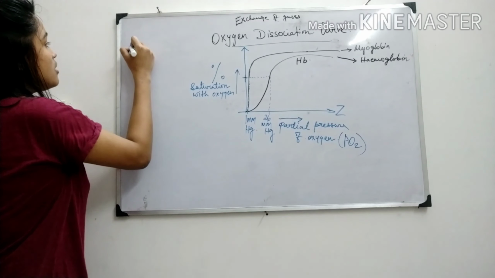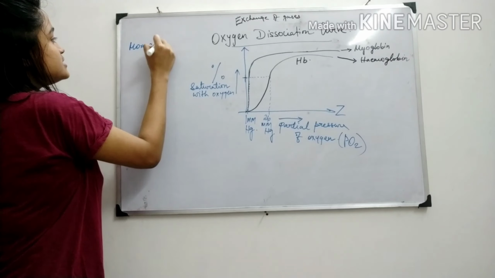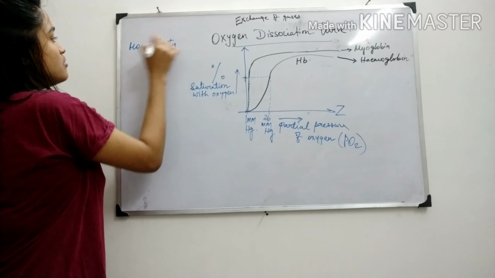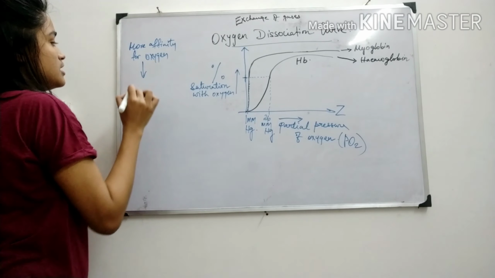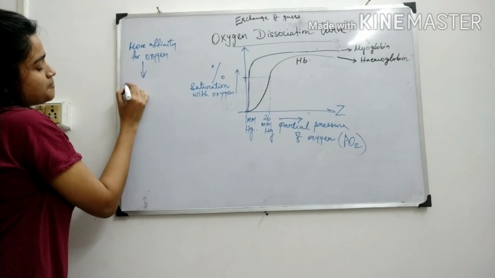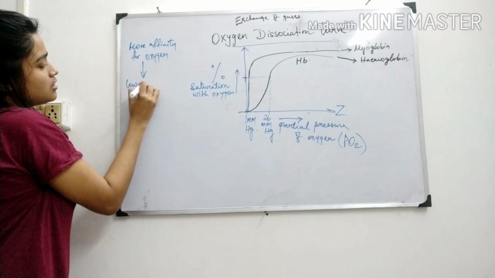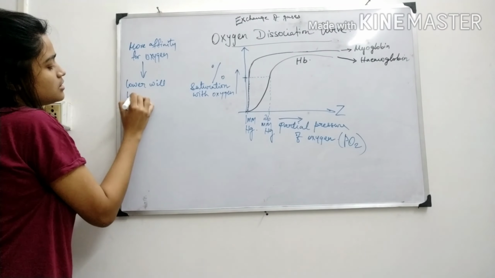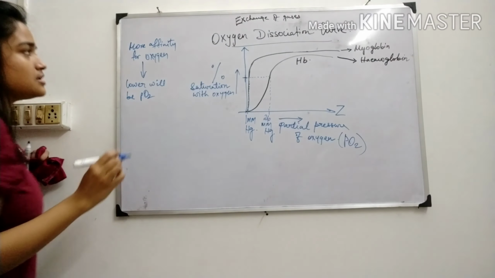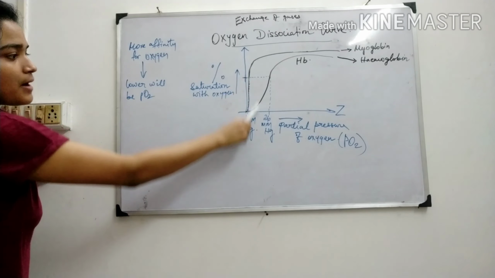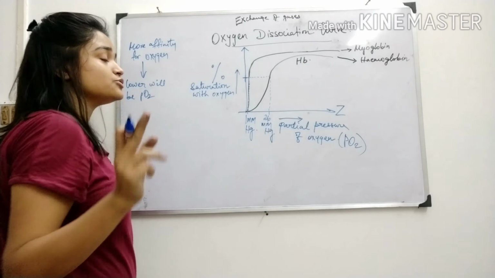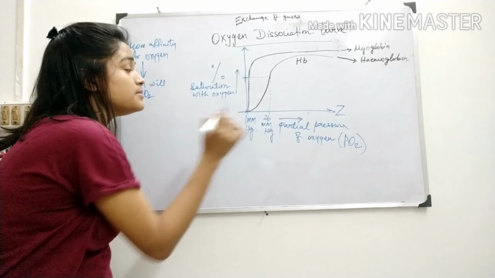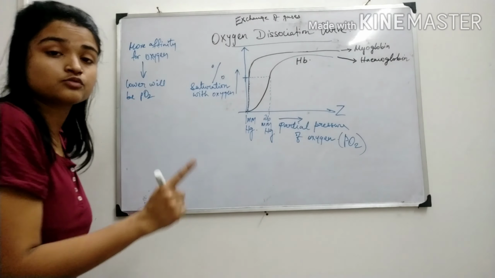The more the affinity of hemoglobin or any substance towards oxygen, the lower will be the partial pressure of oxygen needed. You can see for myoglobin the partial pressure is so low. When it is becoming 50% saturated, it just requires 1 millimeter of mercury, so much affinity towards oxygen.